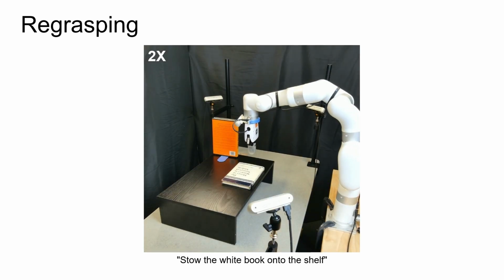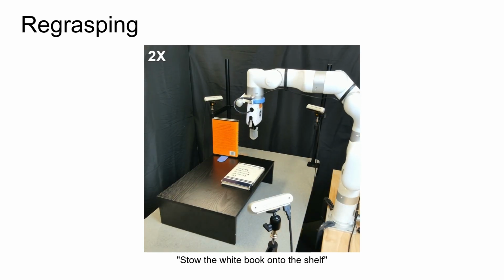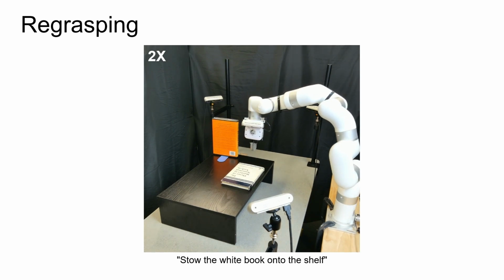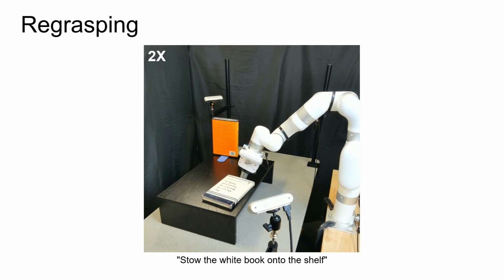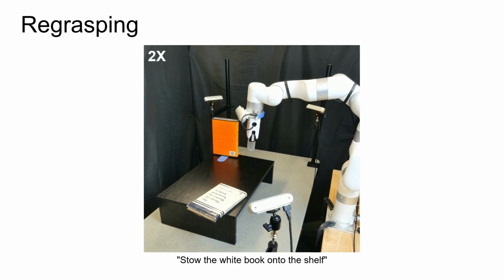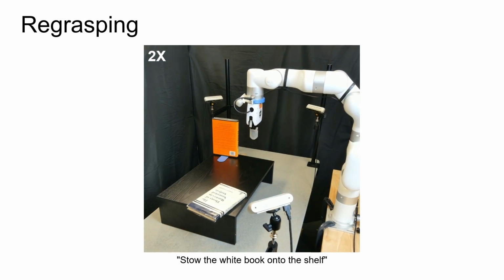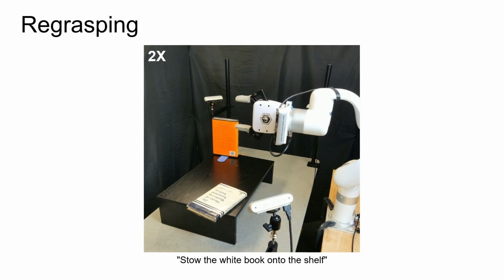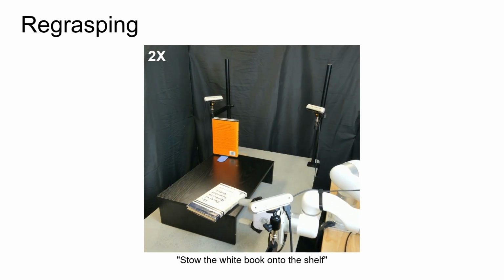In this case, the robot is tasked with stowing a book on a shelf. However, the initial grasp attempt fails because the book is too large to be grasped. In response, the VLM predicts an alternative strategy to complete the task. The robot first pushes the book to the edge of the table to facilitate a successful grasp. After that, it stows it on the shelf.